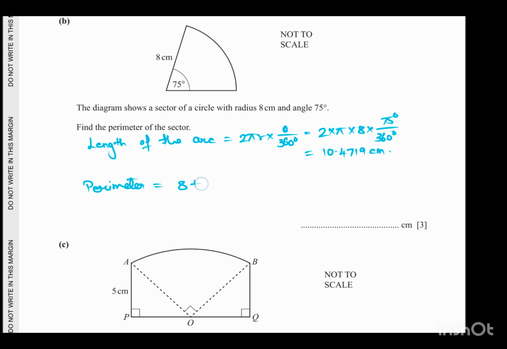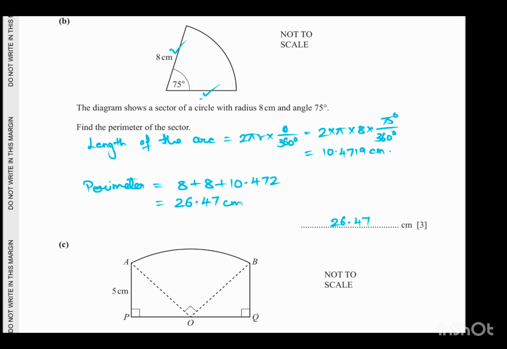Now perimeter will be 8 plus 8. These are the two sides, 8 and 8, plus the value which we got for the length of the arc. So let me round it to 3 decimal places. Then 8 plus 8 plus 10.472 will be 8 plus 8 is 16, 16 plus 10 is 26, plus 0.47, again rounded to centimeters. So it is 26.47. Question number B is done.